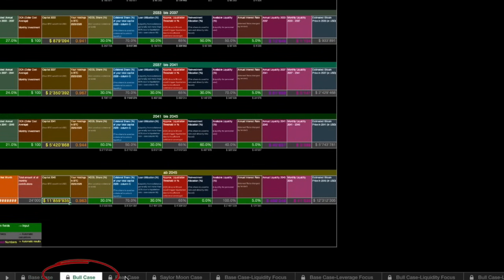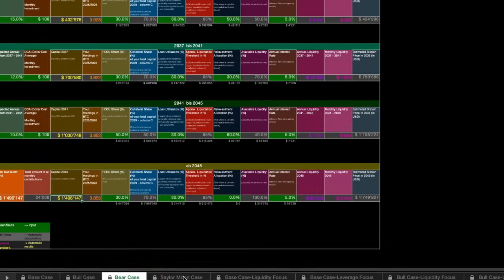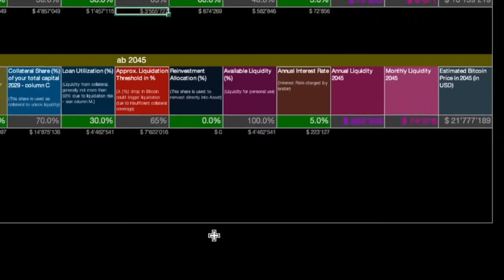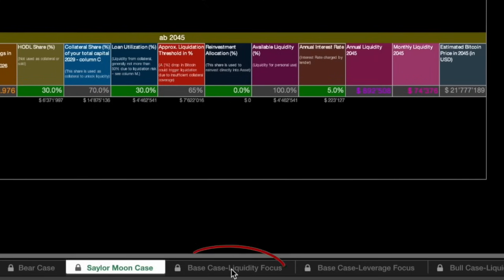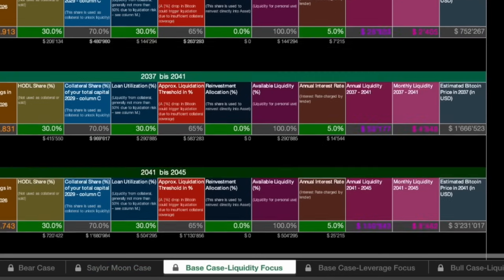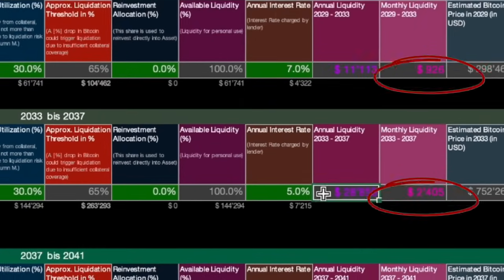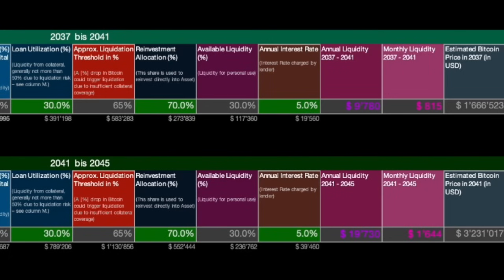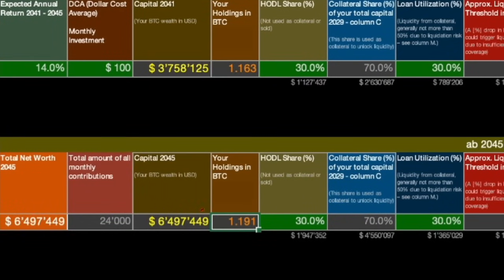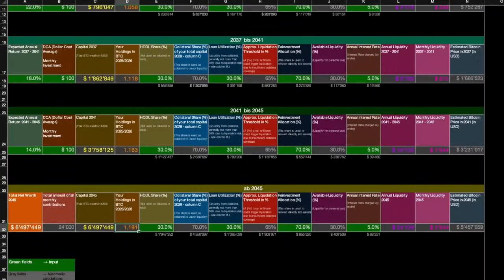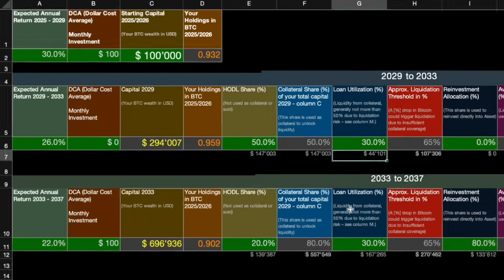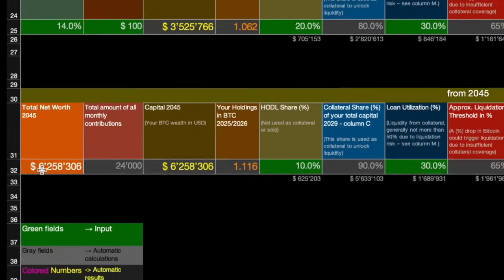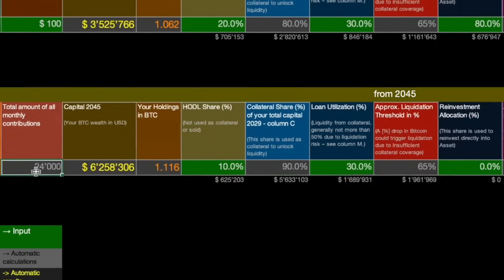Bull case, optimistic growth; bear case, cautious planning; or the Sailor Moon case, where Bitcoin reaches around $21 million in the coming decades. You'll also find the same scenarios with pre-filled values, depending on the focus. The liquidity-focused versions aim to maximize monthly and yearly liquidity. The leverage-focused versions use less liquidity and focus on growing Bitcoin holdings via strategic borrowing. Key takeaway: all calculations run fully automatically. Just enter your values. The rest happens in the background. At the end, you'll see your total wealth in 2045, including liquidity, reinvestments, dollar cost averaging, and more.